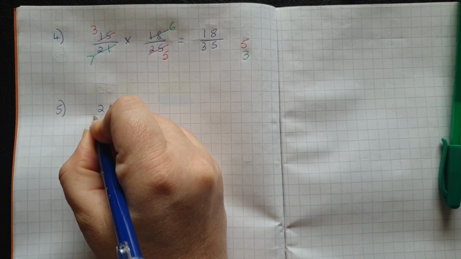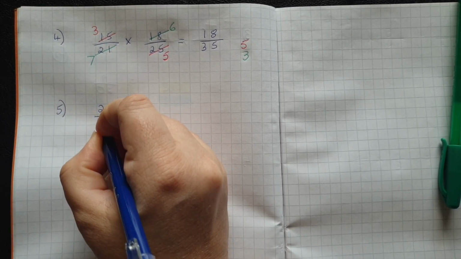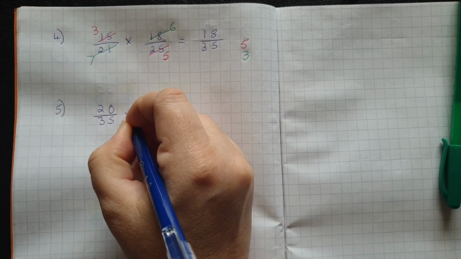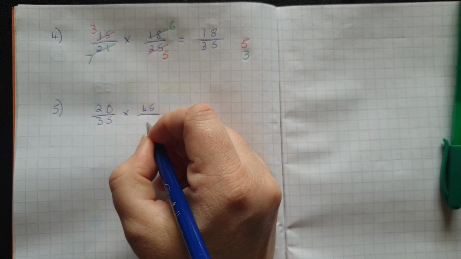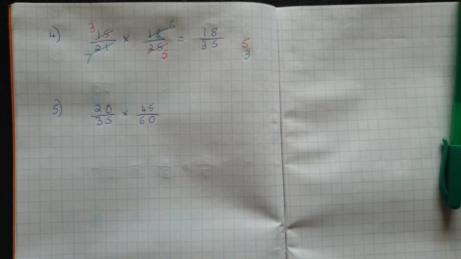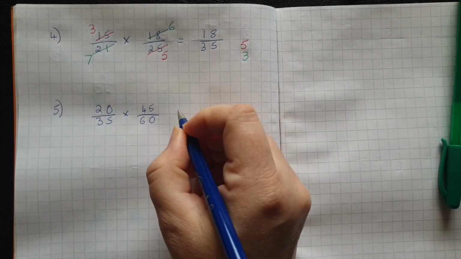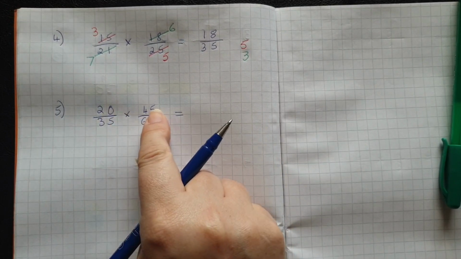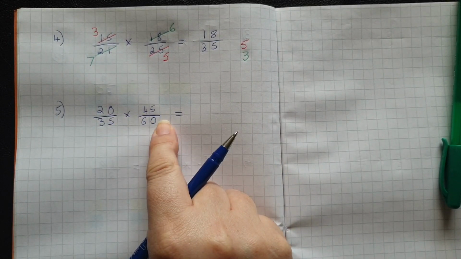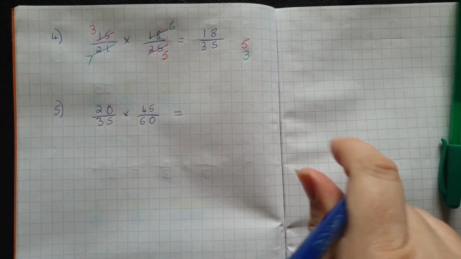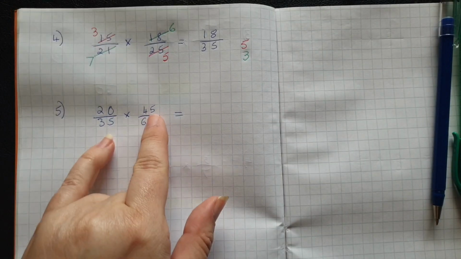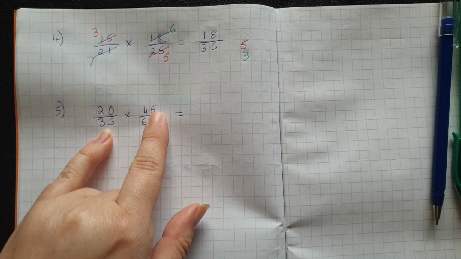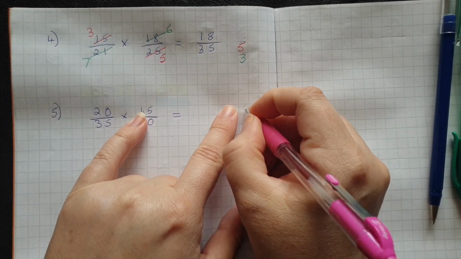20 over 35 multiplied by 45 all over 60. Again, I can take any of the numerators and any of the denominators and simplify. So this time 45 and 35 both end in a 5.